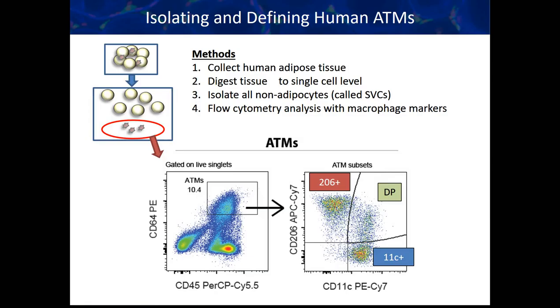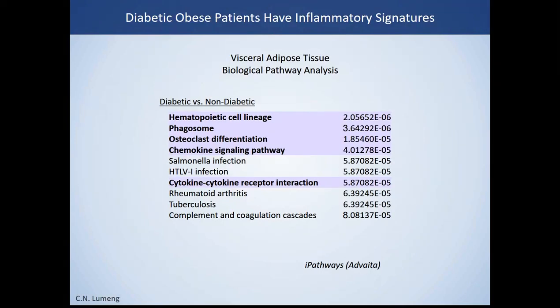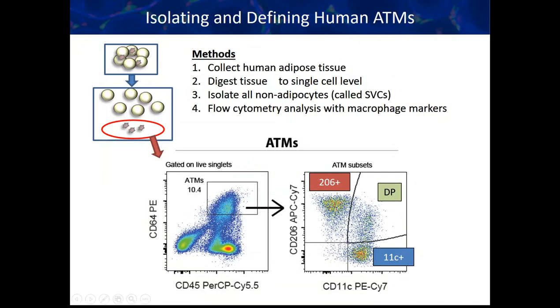Okay, so this is whole tissue. Can we get back into the actual cellular components of tissue? So from human adipose tissue, just like with the mice, we can isolate these cells by digesting the tissue and hopefully better define them. We can digest them to a single cell level and then do flow cytometry to quantify what's there and which populations are changing with different comparisons.